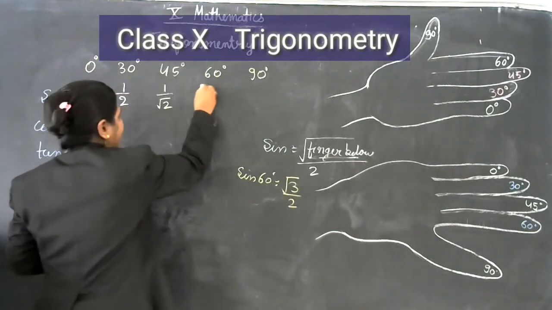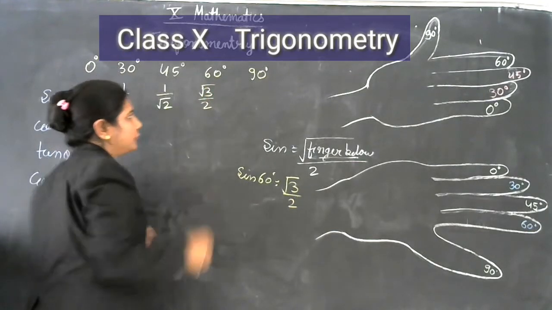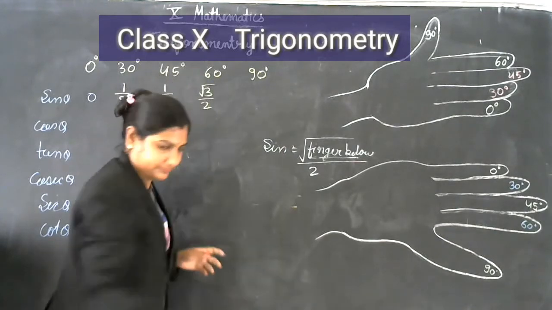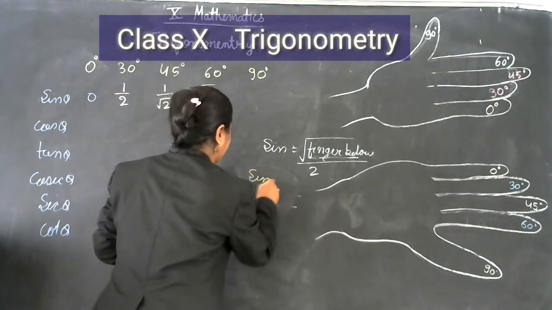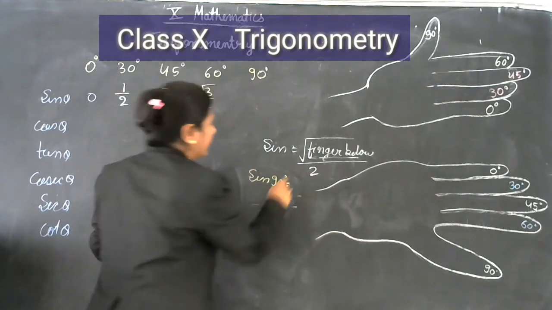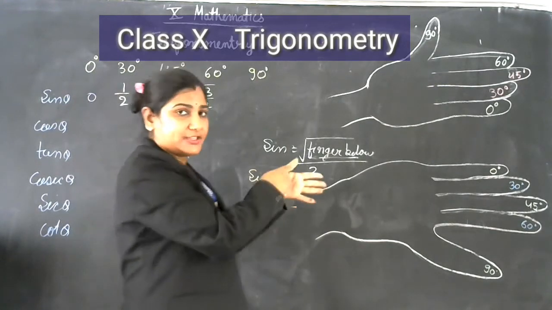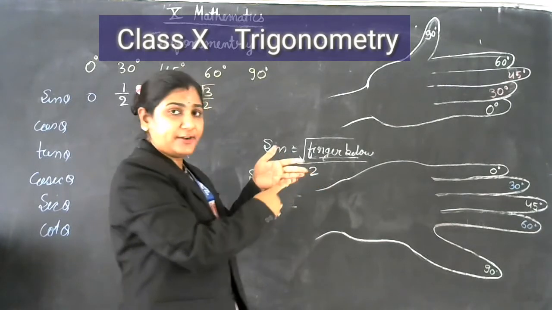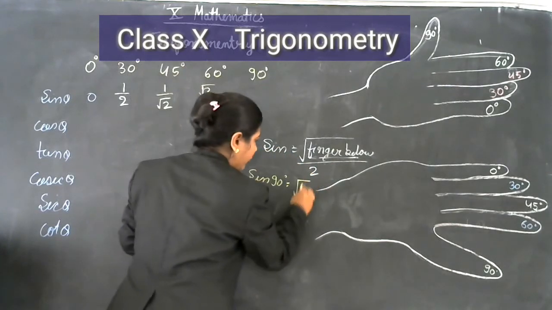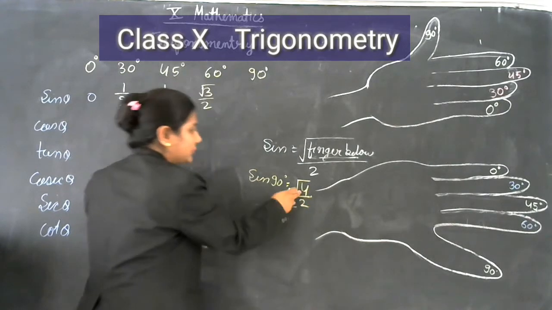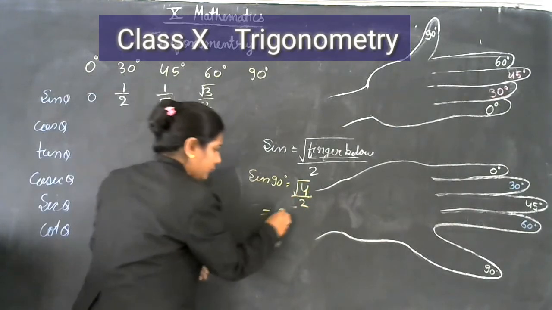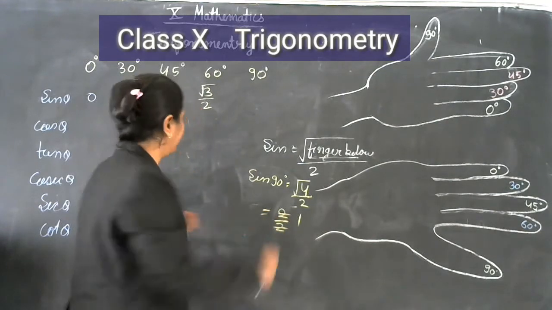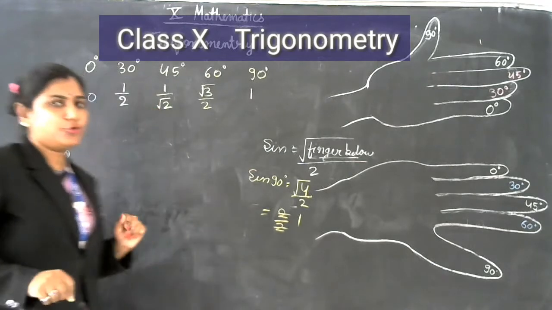So sin 60 equals root 3 upon 2. For sin 90 degree, 90 is on the thumb. So how many fingers below the thumb? 1, 2, 3 and 4. So we have root of 4 upon 2, and square root of 4 is 2. 2 upon 2, 2 cancel. Then what remains? 1. So sin 90 equals 1.